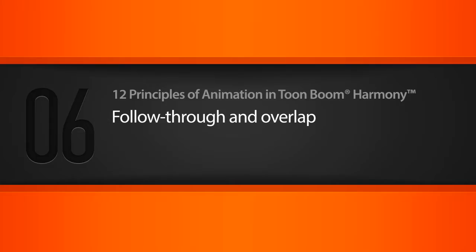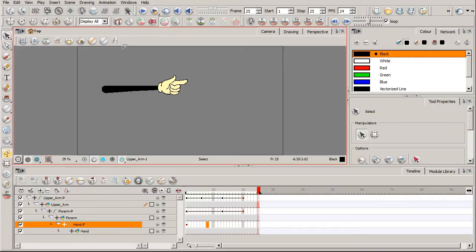In this lesson, we'll learn about the principle of follow-through and overlapping action. So let's go ahead and get started. We've got a simple animation here that I want to share with you. It's just an arm rising up and pointing. And while the action itself is very clear and direct, it's also very rigid and robotic.